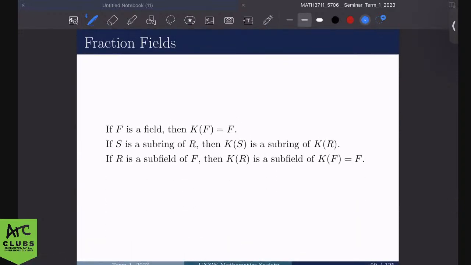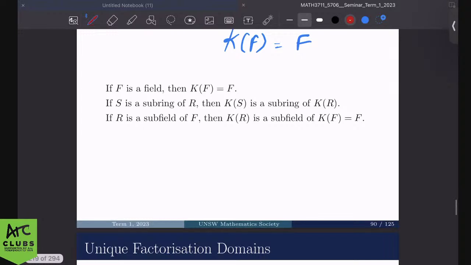So some properties of fraction fields. If F is a field, then writing the fractions of a field is just the same as the field itself, because a field already has all fractions. You've already defined division in a field, so you can do A on B already, and that's already an element of the field. So KF is just equal to F.